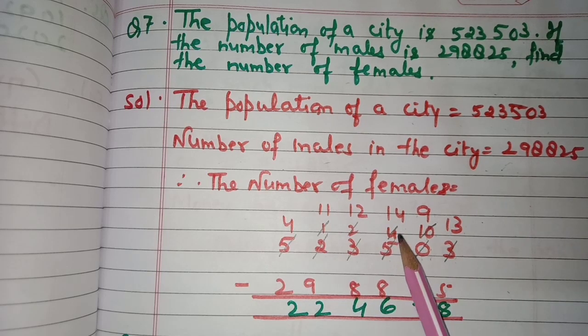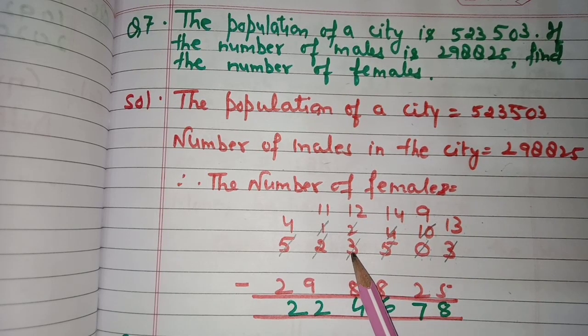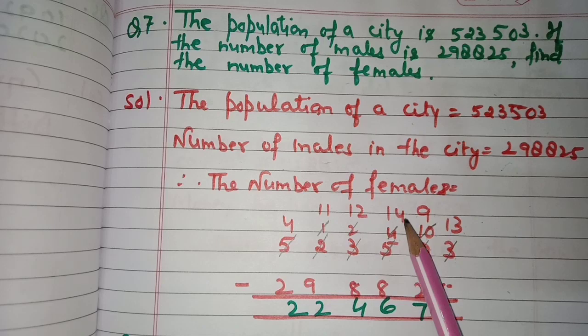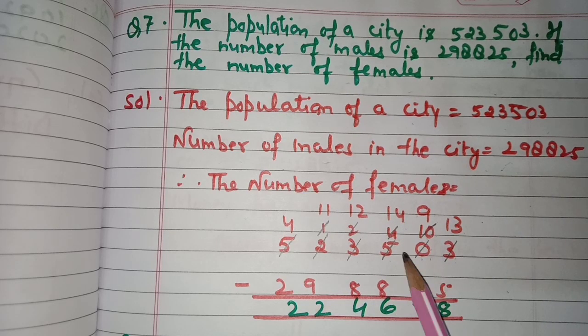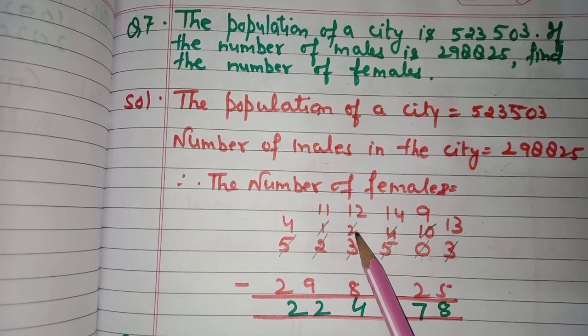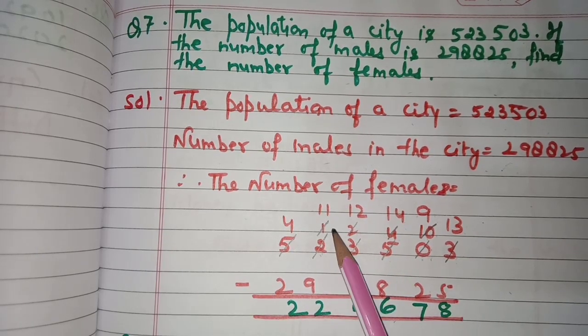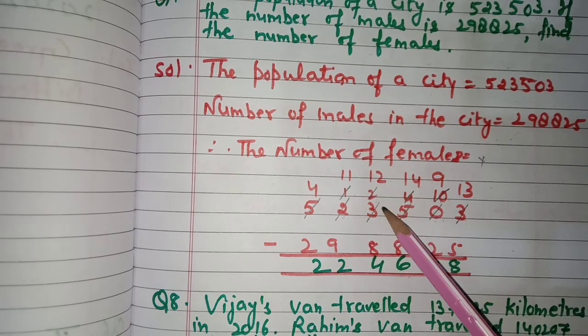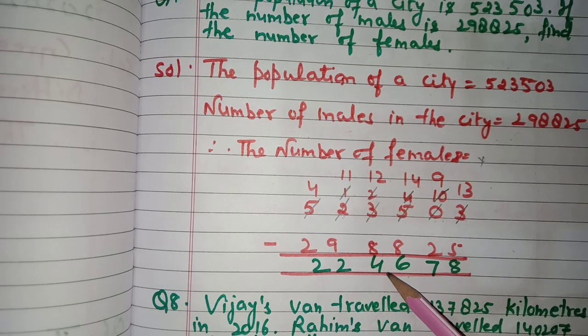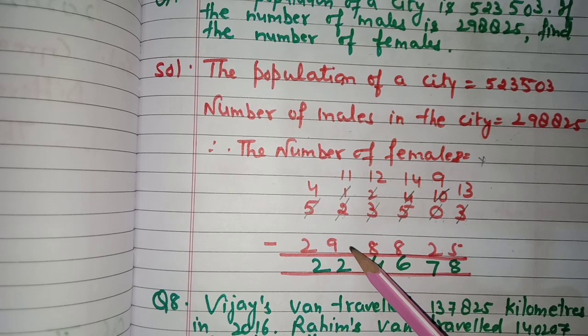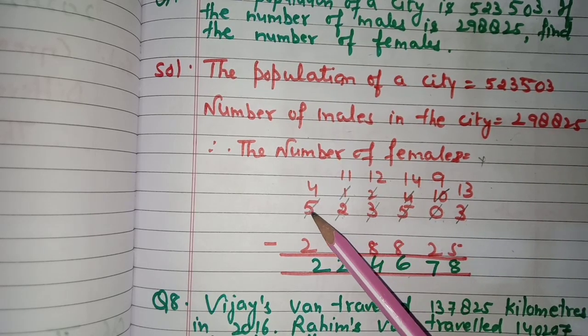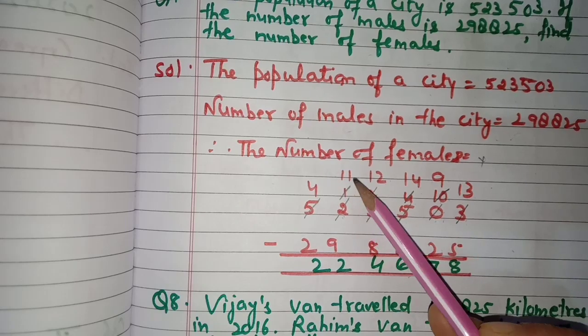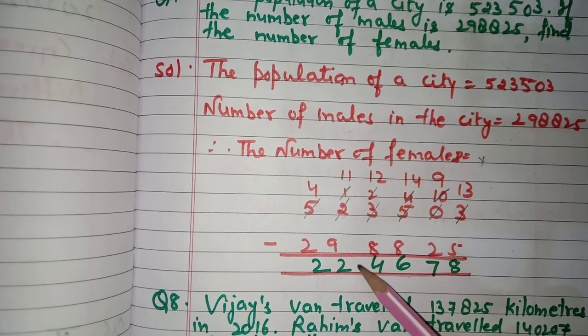Now we can't subtract 8 from 4, so we need to borrow. This 3 will now be 2 and this 4 will become 14, and 14 minus 8 is now 6. Now again we can't subtract 8 from 2, so we need to borrow. This 2 will become 1. Now this 2 will become 12, and 12 minus 8 is 4. Now here we can't subtract 9 from 1, so we need to borrow. This 5 will become 4 and this 1 will become 11, and 11 minus 9 is 2. Here 4 minus 2 is 2.